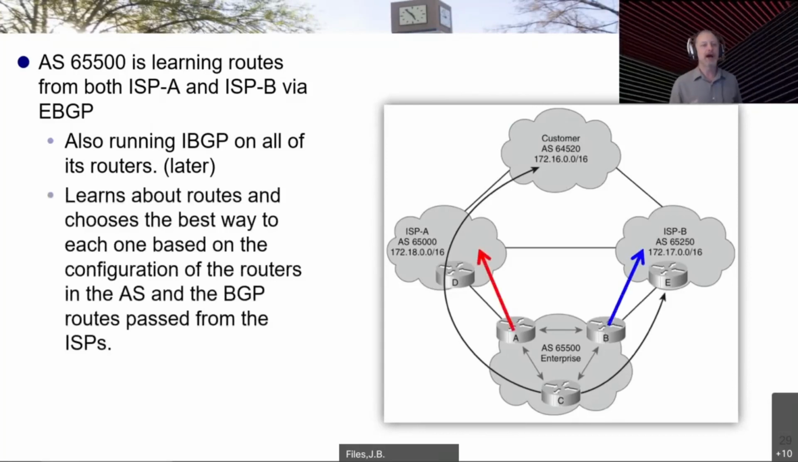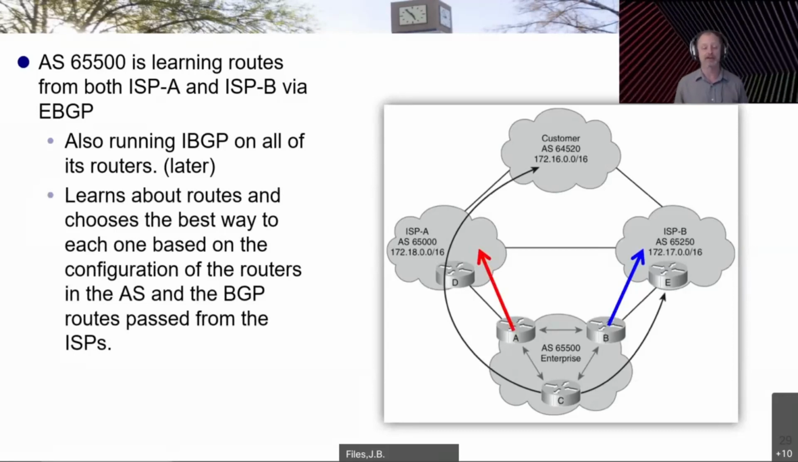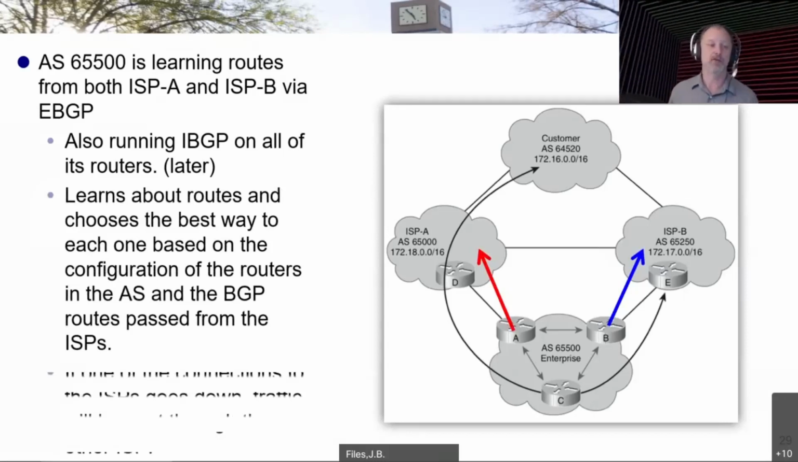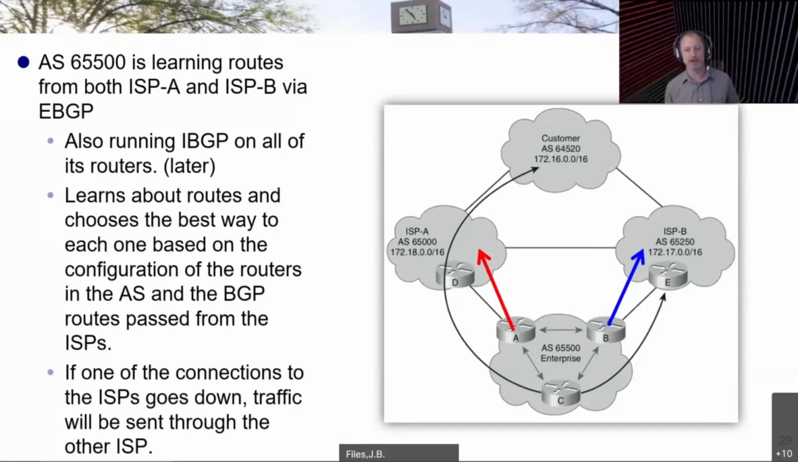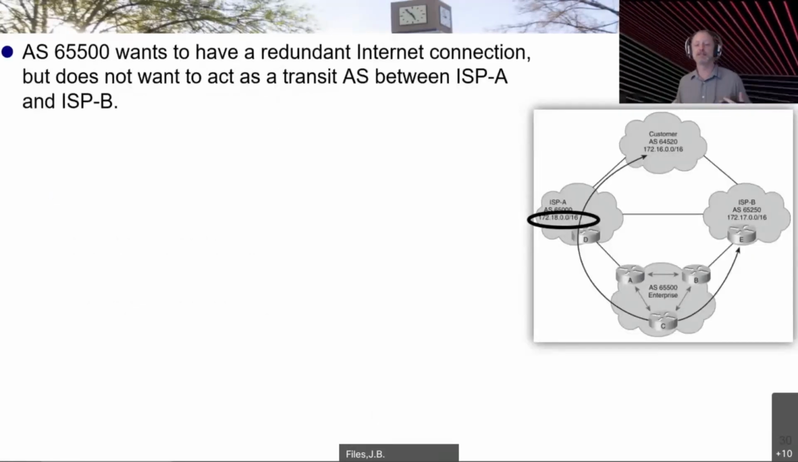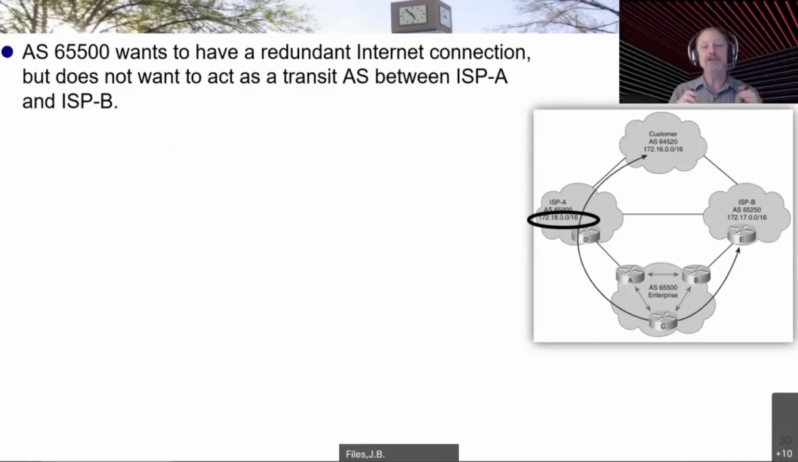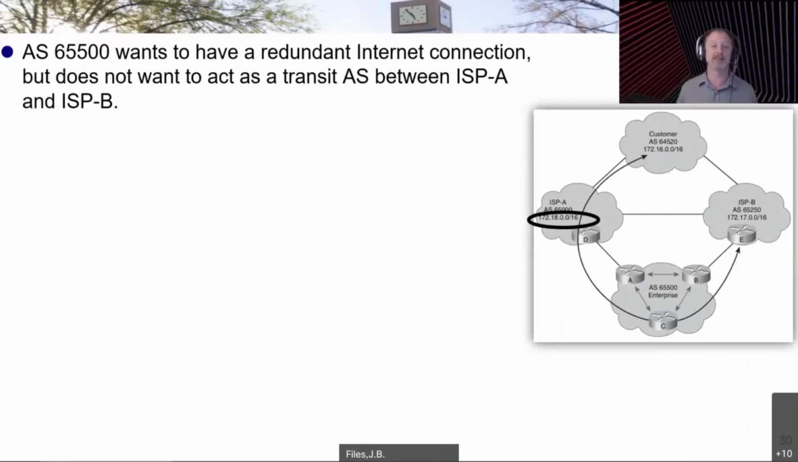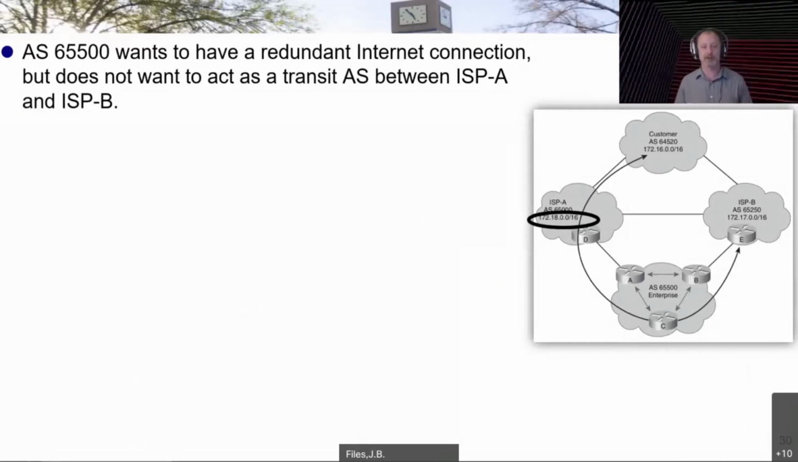So we are learning about routes to the rest of the world and choosing which exit out of our autonomous system makes the best sense. If one of those connections to one of the ISPs goes down, that's fine. All of our traffic will go the other way. No big deal. So we're basically using this as a way to set up a redundant connection to the internet, but we do not want to act as a transit autonomous system between our two ISPs. We don't want to act as a service provider. We're not a service provider. Our network is not for other people to use.